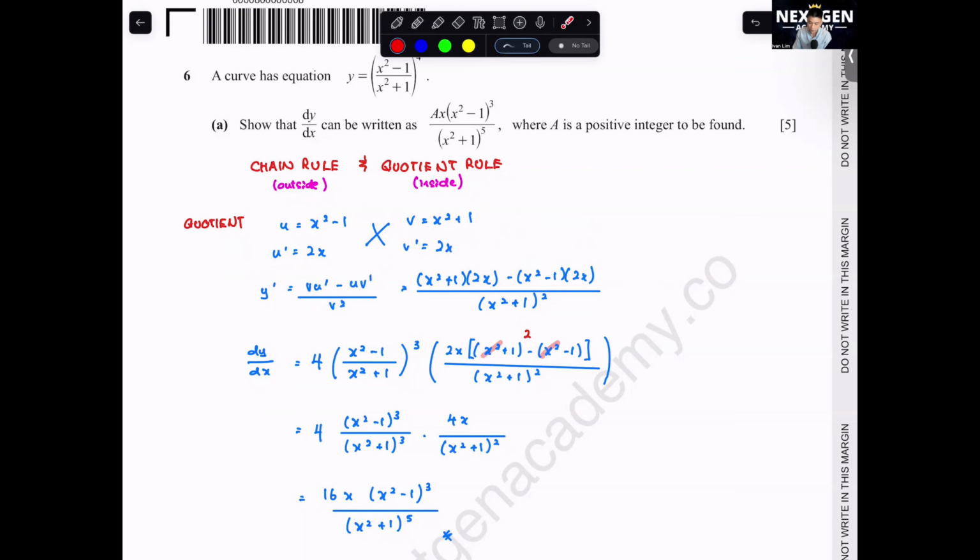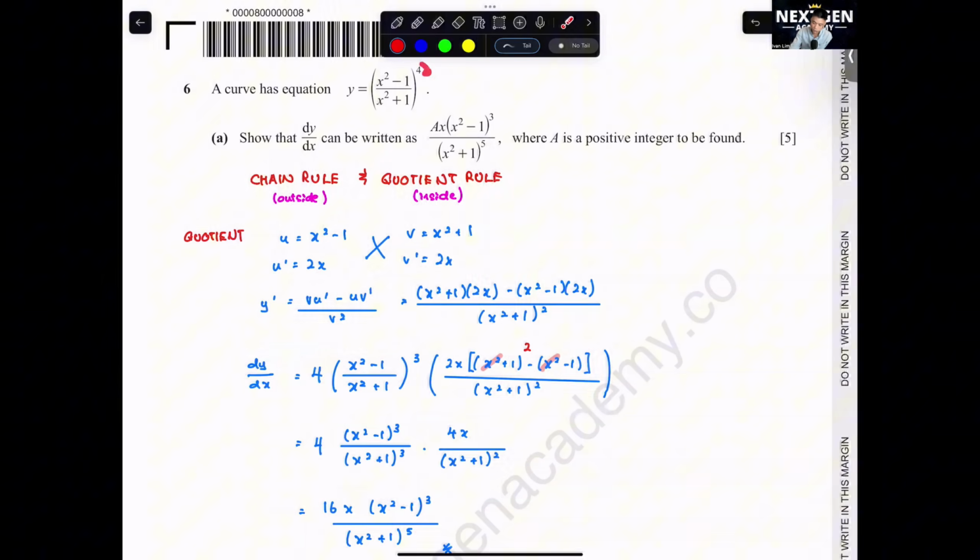If you did the u and v as power 4, that means you use the quotient rule with x squared minus 1 power 4 and x squared plus 1 power 4. Also can. Do you get the same answer? As long as the same answer, can. So the alternative method, what Sky is asking me is, can you open out the bracket here, then this one also power 4, then you just do a quotient rule. You do the quotient rule, meaning your u is x squared minus 1 to the power 4, your v is x squared plus 1 to the power 4. Also can.